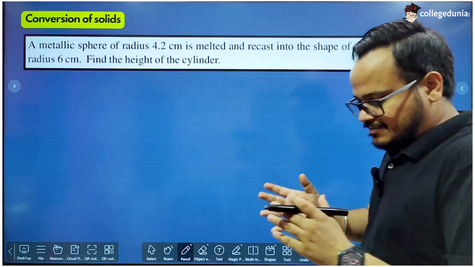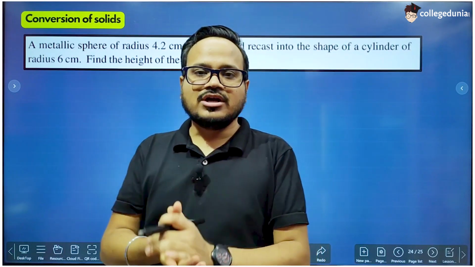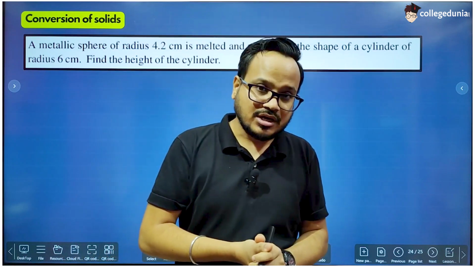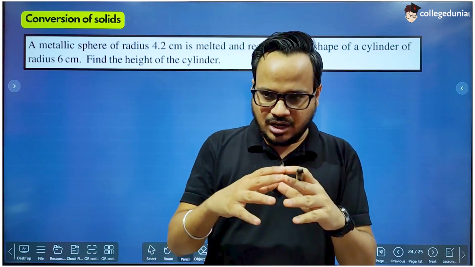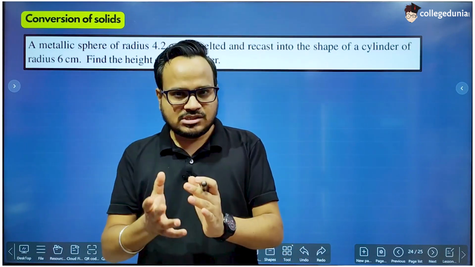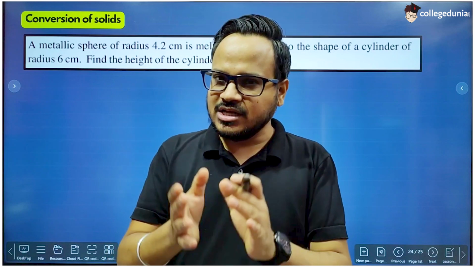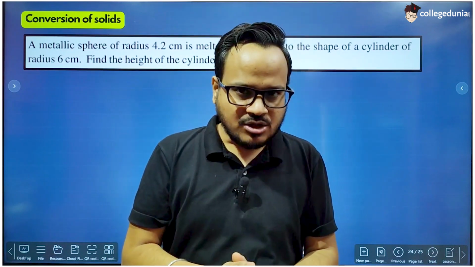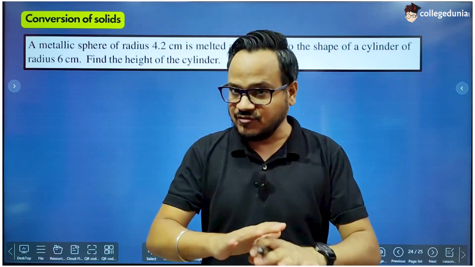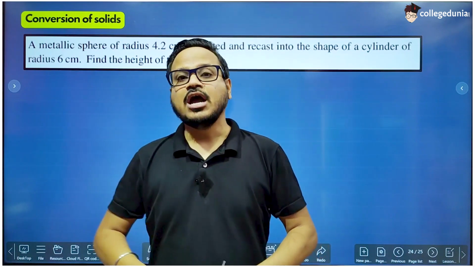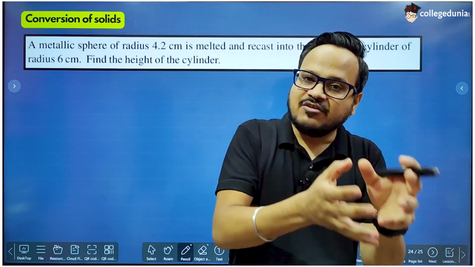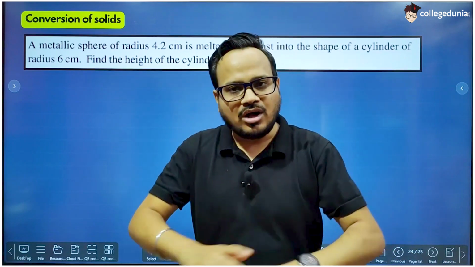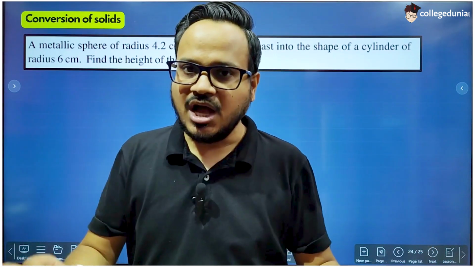Conversion of solid. Sometimes it is given in the question that one solid is being converted into another solid. In this case, every parameter of the solid changes. Suppose we have a clay in the form of a sphere, and now we have converted the sphere into the shape of a cylinder. So every parameter will change, the surface area will change, the radii will change, but what will not change? The volume. So just remember that when one solid is being converted into other solid, all the parameters change except the volume.